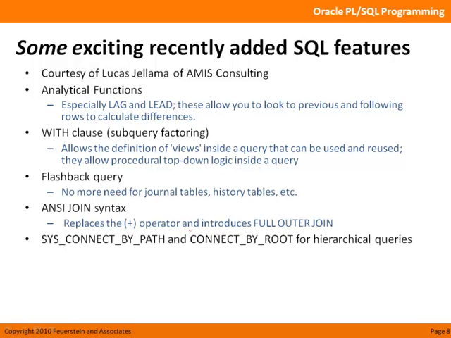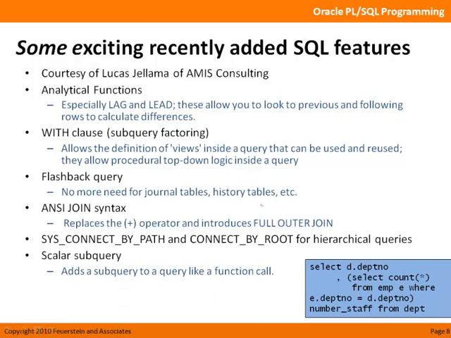SYS_CONNECT_BY_PATH and CONNECT_BY_ROOT give you some additional capabilities in the CONNECT BY START WITH hierarchical queries that Oracle has had since the early days, and is a very powerful feature. Scalar subquery. You can now, within the select list, add a select statement that returns a single value. So you don't have to do a join with a table or an inline view down here that kind of mimics the construction and return of that value. Just put it right inside your select list.